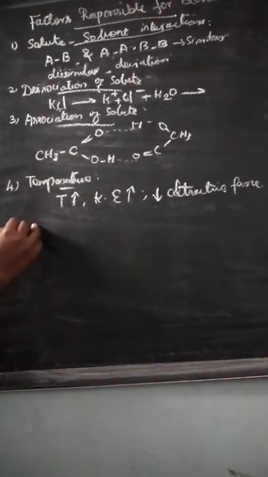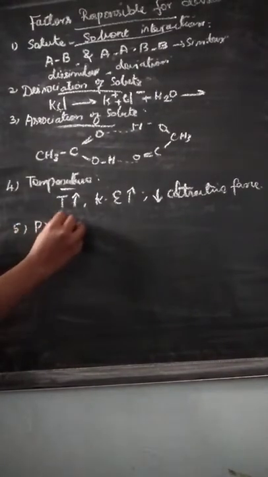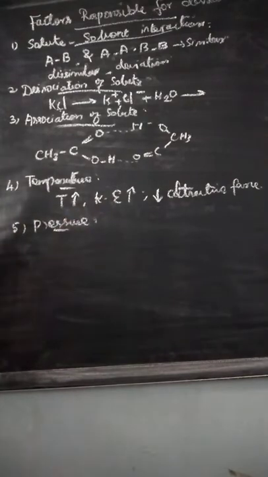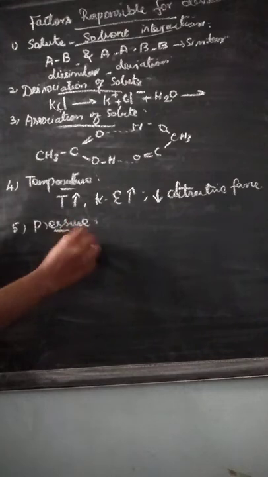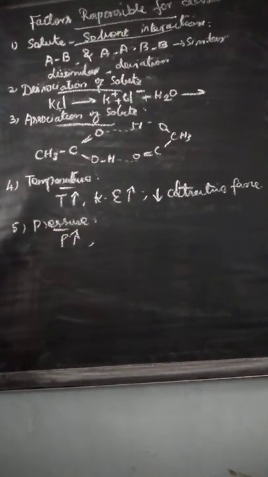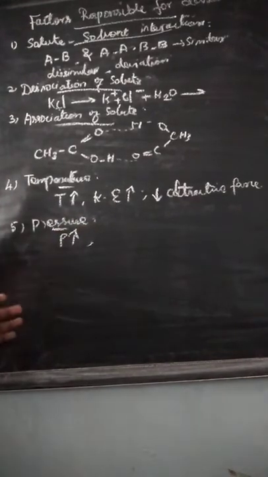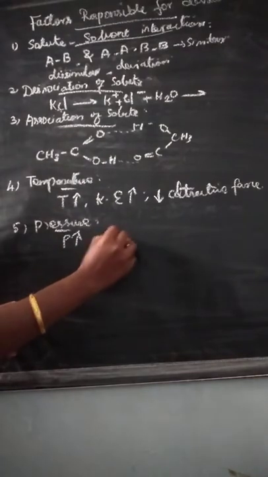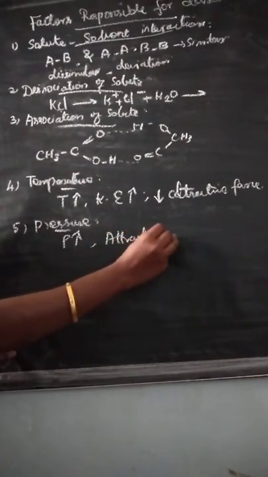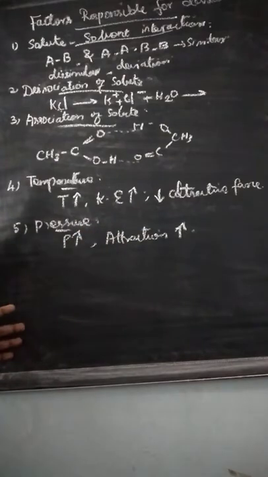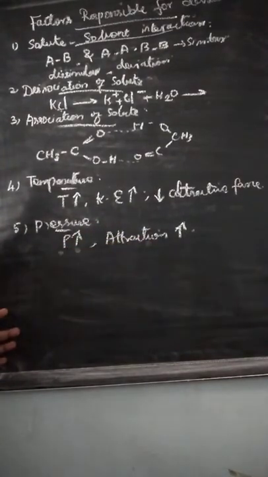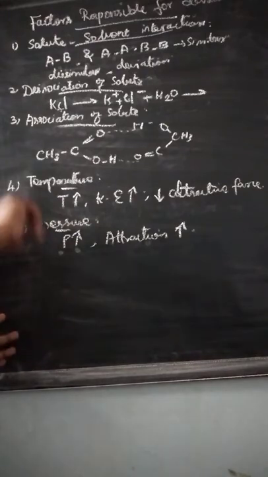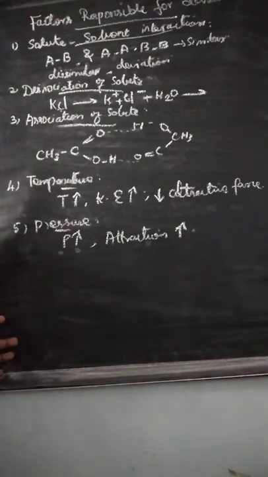Understand? Then fifth factor, effect of pressure. If the pressure increases, the intermolecular attraction increases. Pressure increases and the force of attraction increases, which means here also there is a deviation from ideal behavior.